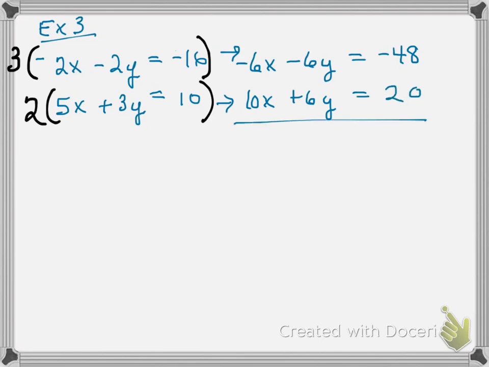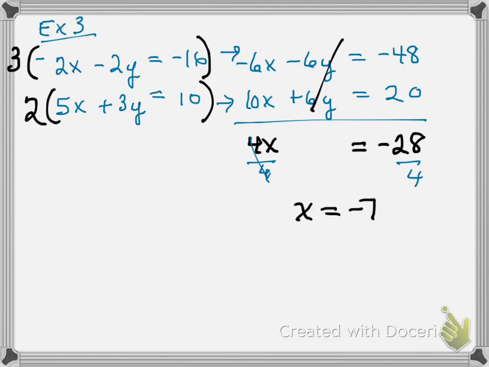So now if I add those two equations together, the two x numbers, negative 6 and 10, will give you 4x. These two cancel out. I have an equal sign, and negative 48 plus 20 would be negative 28. So now if I divide both sides by 4, I get x equals negative 7. And that's one of my answers. I still need to figure out what y is.